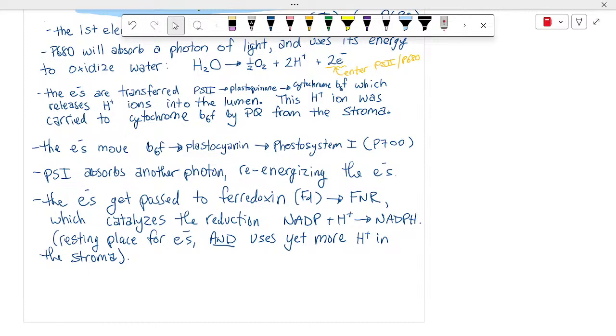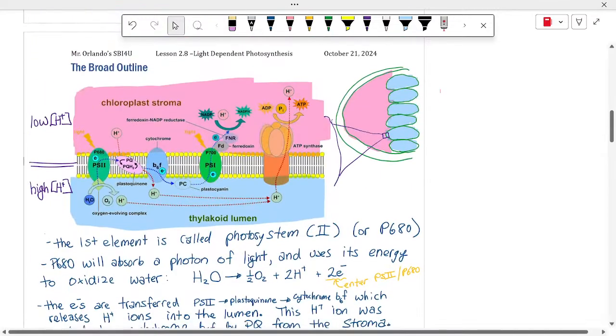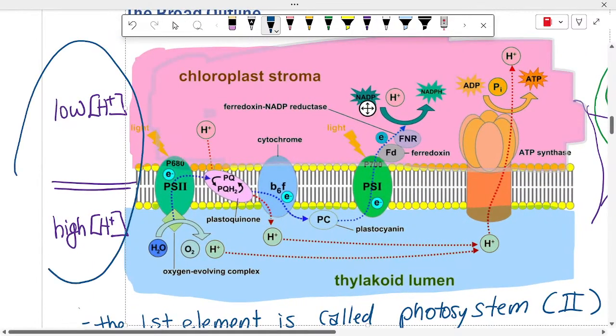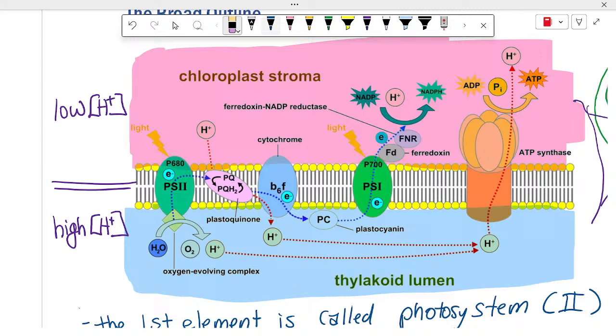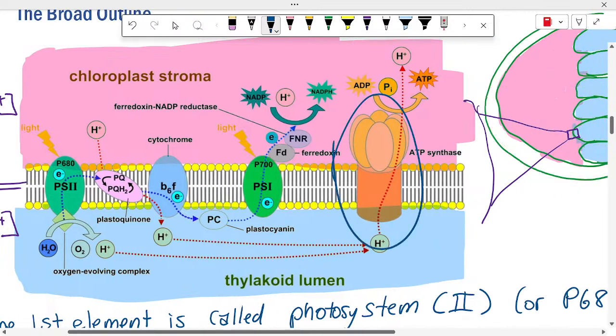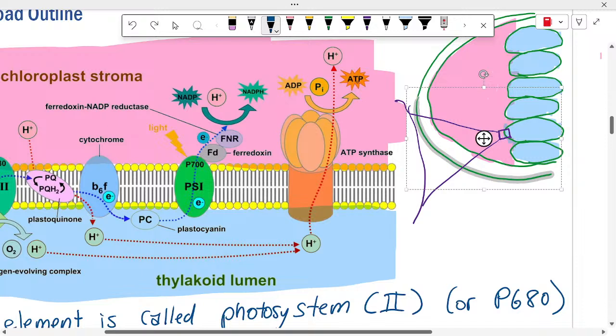So plastoquinone and cytochrome b6f together are pushing H plus. They're basically acting as a pump, but it's not a single unit pump, so we draw it a little bit differently. It's a two-step pumping process. The H plus ion binds to plastoquinone, which then transfers it to cytochrome b6f, which releases it into the lumen. But functionally, we are building this gradient so that we can use our old friend, ATP synthase. Does that make sense? And the reason we're doing that is that we want to make some ATP.